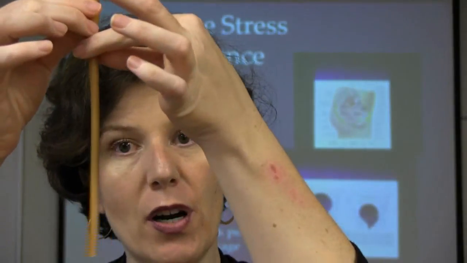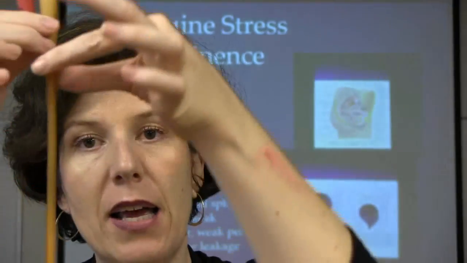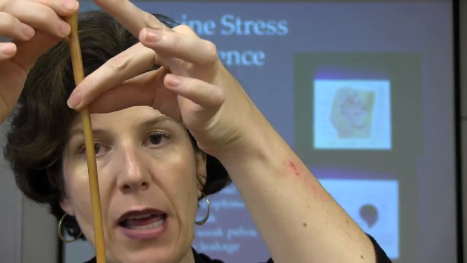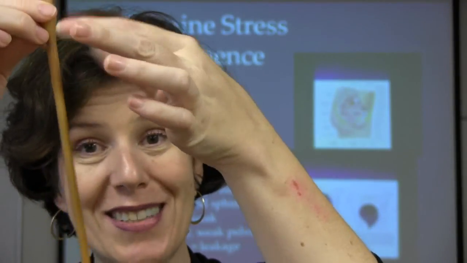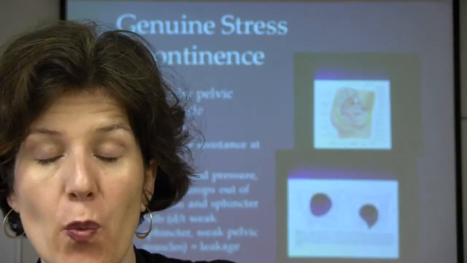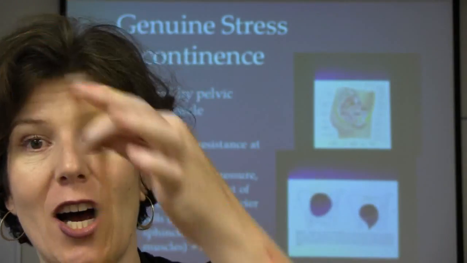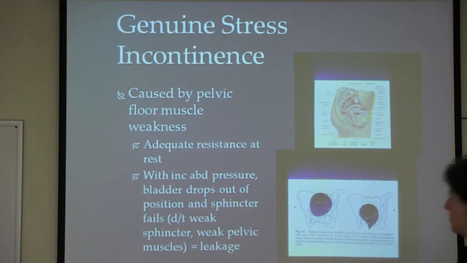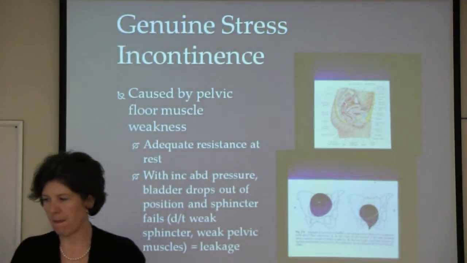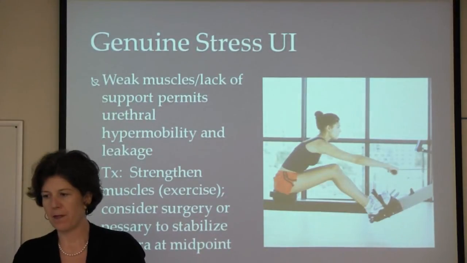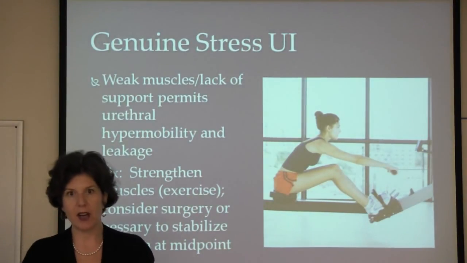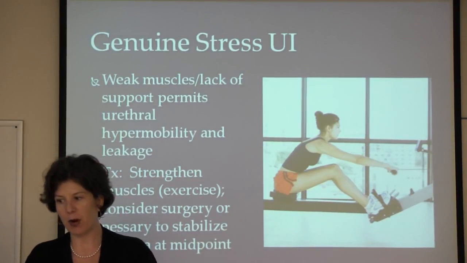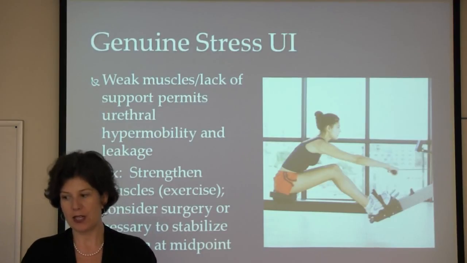But when the pelvic floor becomes hypermobile, instead of the urethra being supported by the pelvic floor and kinking, it just is mobile and it just wiggles. And so there's no kink added in the urethra, and then it's a straight shot and they leak. So genuine stress urinary incontinence is secondary to weak pelvic floor and lack of support, permitting the urethra to move and urine to fall out.